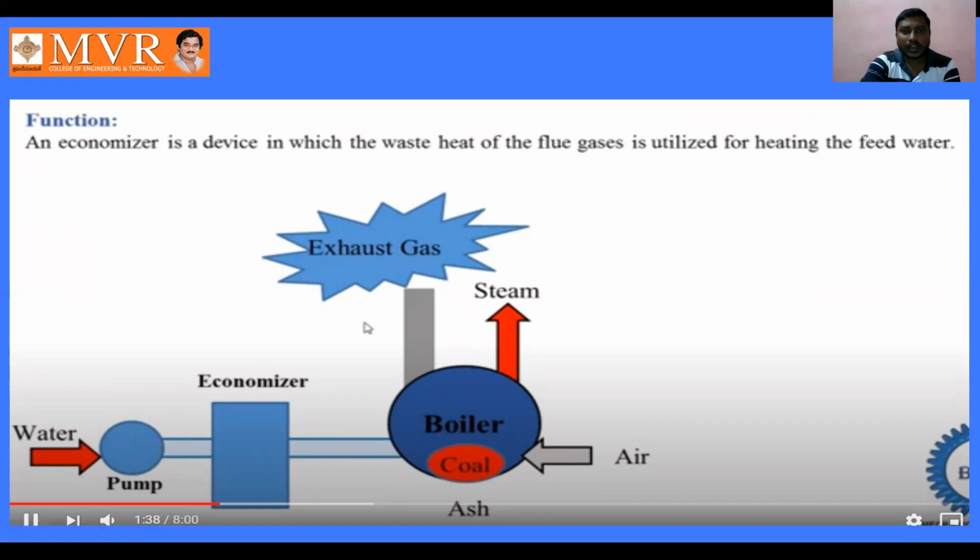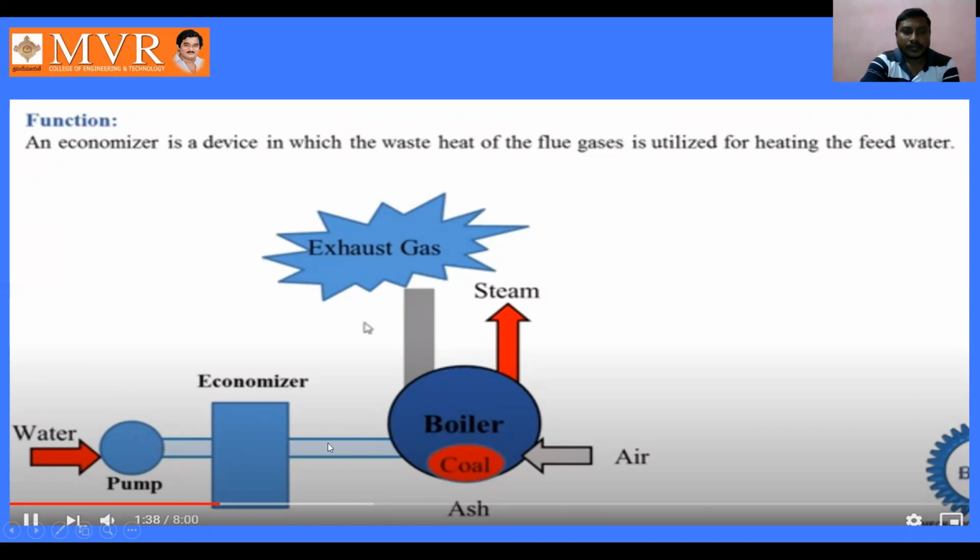From the flue gases, we are going to exhaust the waste heat, and it is utilized for heating the feed water. We can observe here, this is the entry of the water. This is the pump, and by using this pump, we are feeding water and sending it into an economizer. The economizer's working principle is that it is used to collect the waste heat from the flue gases, and it is used for heating the feed water.